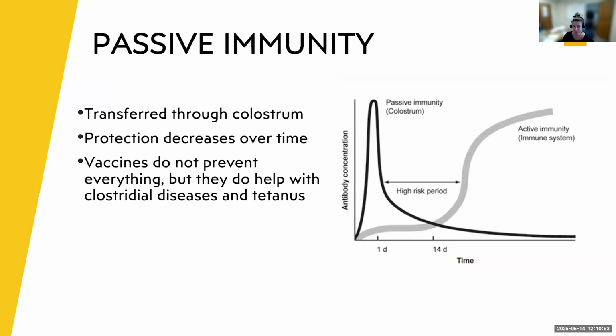Like I said, it's transferred through the colostrum, but again, that protection decreases over time. So as that passive immunity increases and then drops down, the active immune system they're developing through exposure and antibody production over time starts to ramp up, but they're still pretty susceptible to some things very early on. So like I said, vaccines don't prevent everything, but they do help specifically with our clostridial diseases as well as tetanus.